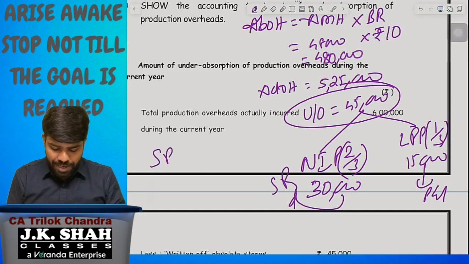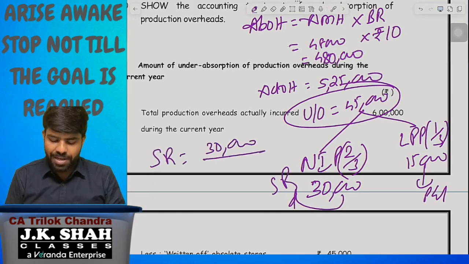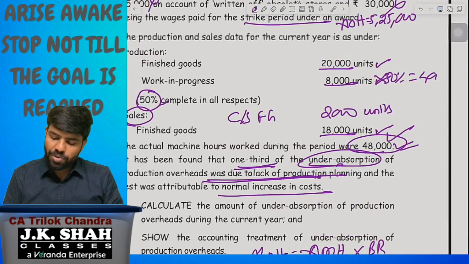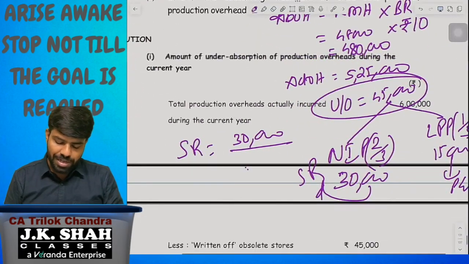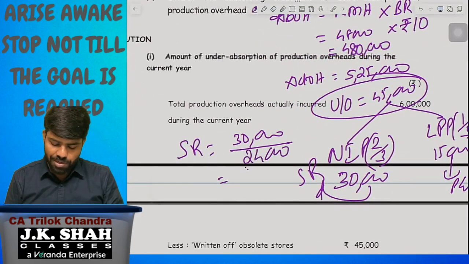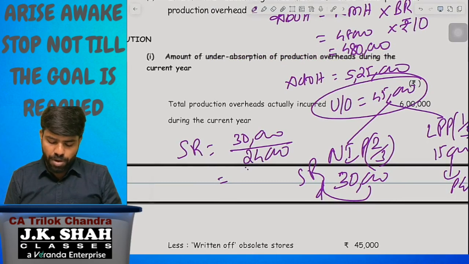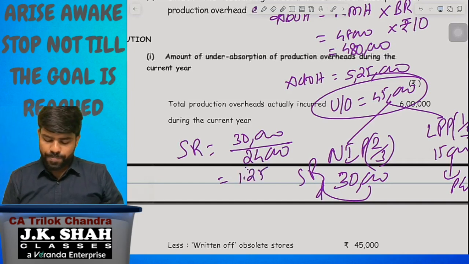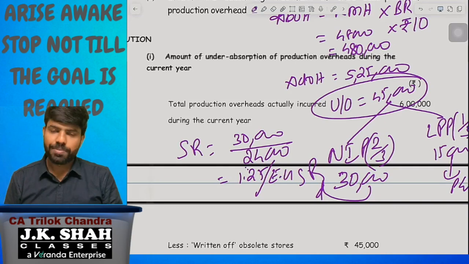When it comes to supplementary rate, 30,000 divided by equivalent units. What are the equivalent units? The 8,000 are 50% completed, so 8,000 into 50% is 4,000. 2,000 is the closing stock, 18,000 is the goods sold. 2,000 plus 18,000 plus 4,000 is 24,000. So 30,000 divided by 24,000 equals 1.25 per equivalent unit.